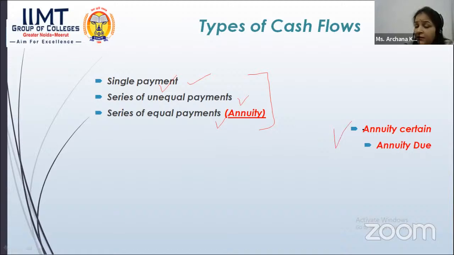So what is annuity certain? If we are making an investment and if we are making the cash flow at the end of the year, then it's the case of annuity certain. On the other hand, if we are making payment or making investment at the beginning of the year, that is the case of annuity due.